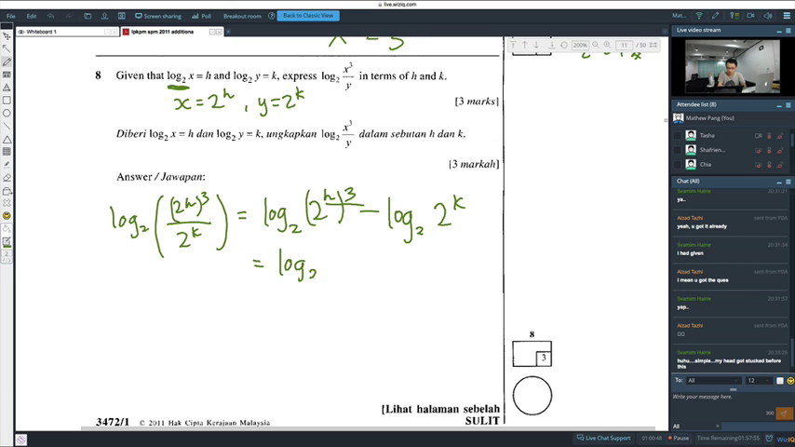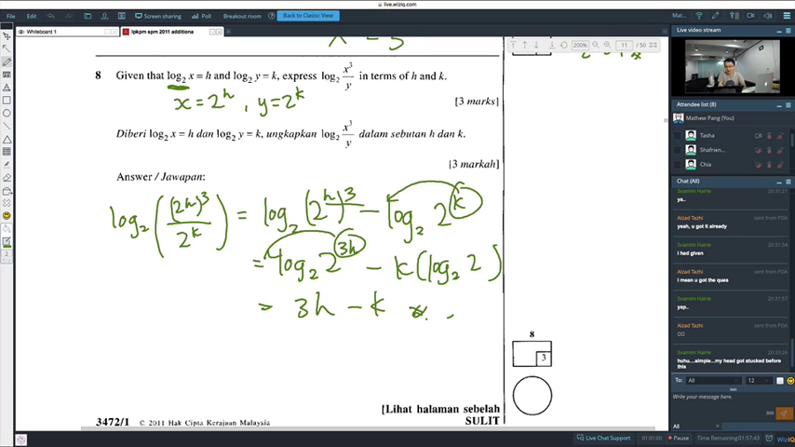So this is log 2 of 2 power 3h minus k, I move in front, k log 2 of 2. Log 2 of 2 equals 1. Alright, this one 3h, I will move in front, so this is 3h minus k. Done. Okay, because log 2 of 2 is 1. If you learned log before, you know that when the base and number are the same, you will get 1. Alright, simple, 3 marks.